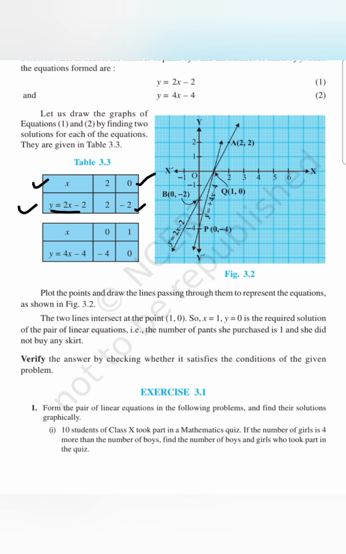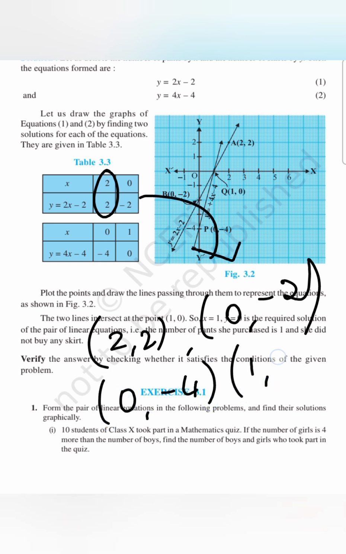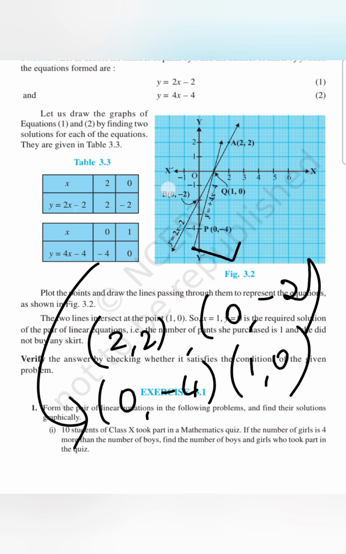Once you fill this table, you have to make them as coordinates, like 2 comma 2, then 0 comma minus 2 for the first table, and for the second table you have 0 comma minus 4 and 1 comma 0. Once you get these points, you plot them on a graph. So 2 comma 2 lies over here: x is equal to 2 and y is equal to 2. Then 0 comma minus 2 is obtained on the y axis.